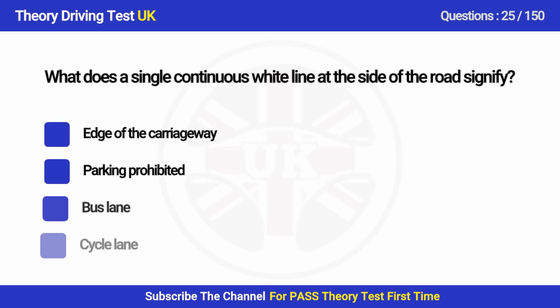Question 25. What does a single continuous white line at the side of the road signify? A. Edge of the carriageway. B. Parking prohibited. C. Bus lane. D. Cycle lane.